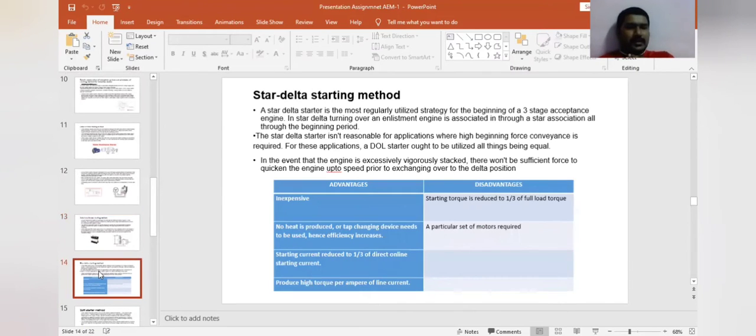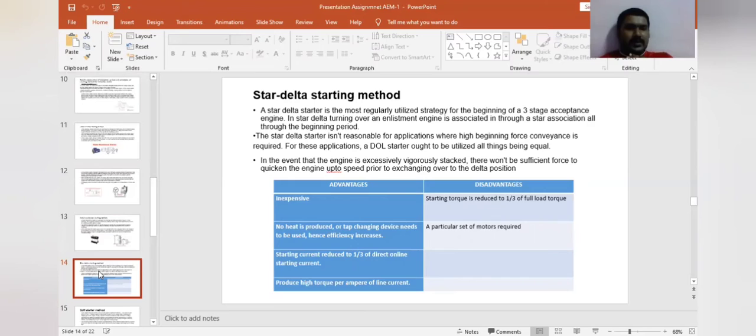The star delta method is most commonly used in starting three-phase induction motors. In the star delta starter, the winding of the induction motor is connected through a star connected starting period. The star delta starter is not suitable for applications where high starting torque is required. For this application, a DOL starter is considered to be used instead. If the motor is too heavily loaded, there won't be sufficient torque to accelerate the motor up to speed before switching over to the delta position.